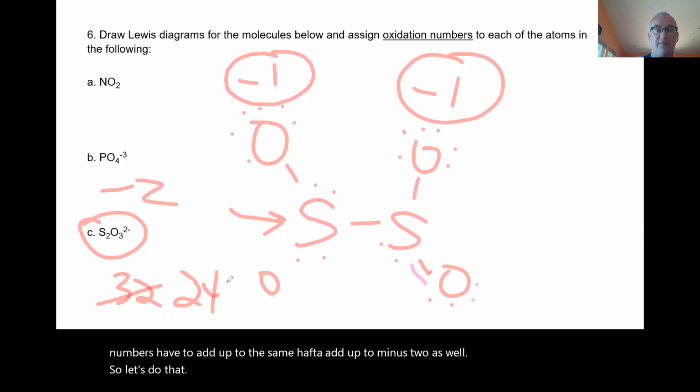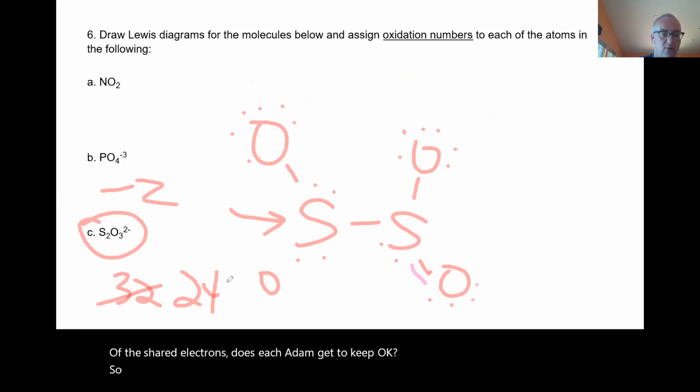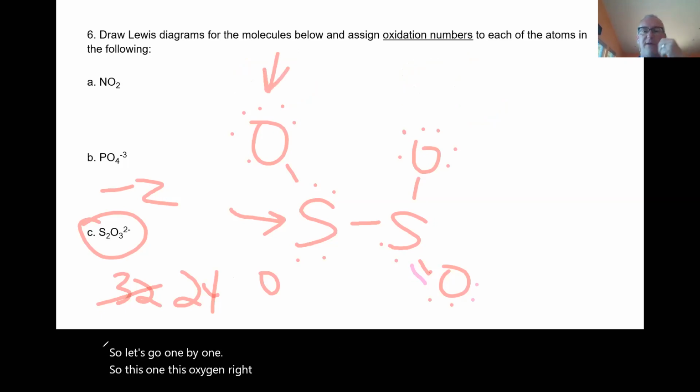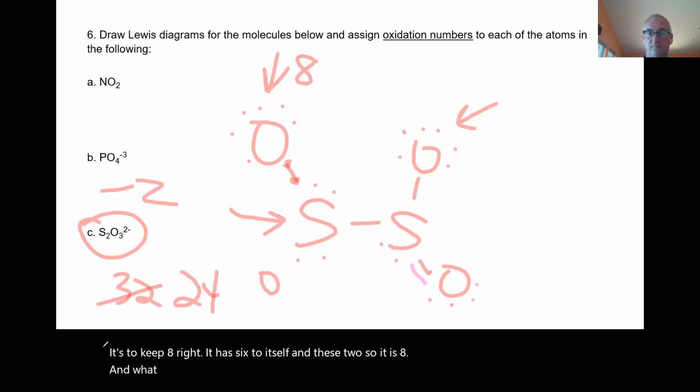So we can just go back and figure out how many of the shared electrons each atom gets to keep, okay? So let's go one by one. This oxygen right here, how many valence electrons does it get to keep? 8. It gets to keep 8, right? It has 6 to itself and these 2. So it is 8. And what about this one? They're all 8. Also 8. And this oxygen, 8.